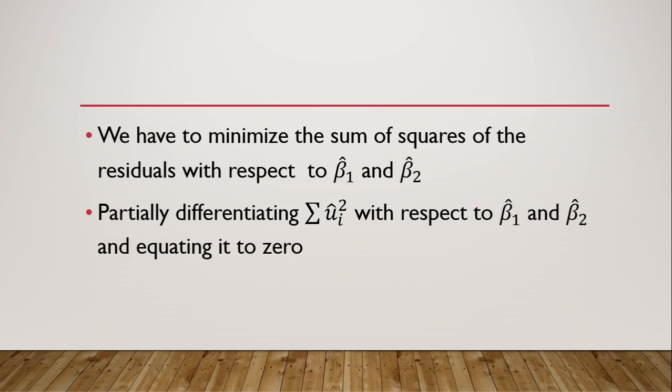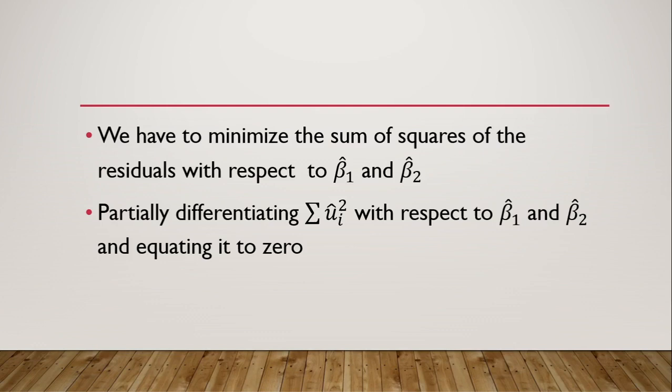So in order to minimize the sum of squared residuals, we have to partially differentiate sigma ui hat square with respect to beta 1 hat and beta 2 hat. Then that must be equated to 0. So the first step is to partially differentiate sigma ui hat square with respect to beta 1 hat and equate it to 0. Then partially differentiate sigma ui hat square with respect to beta 2 hat and equate it to 0. So we are minimizing.